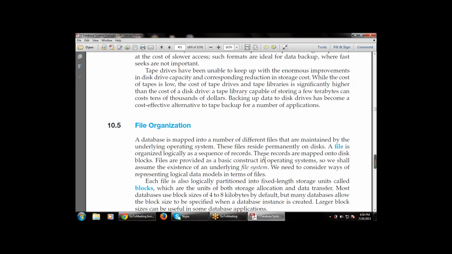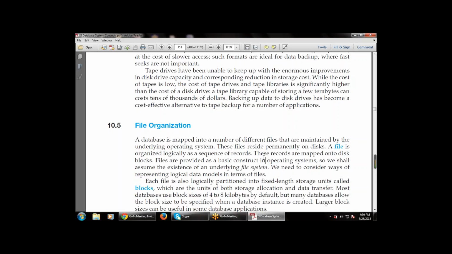And these files reside permanently on the disk. So these are the disks that are available. There are disk files that are permanent files. A file is organized logically as a sequence of records. So what is a file? It is a sequence of records. And the most important concept of the file is that it can be stored on a physical storage medium. And these records are mapped onto disk blocks. And files are also provided as a basic construct in the operating system. We can also say the file system is a collection of files, a systematic file arrangement that contains various files.